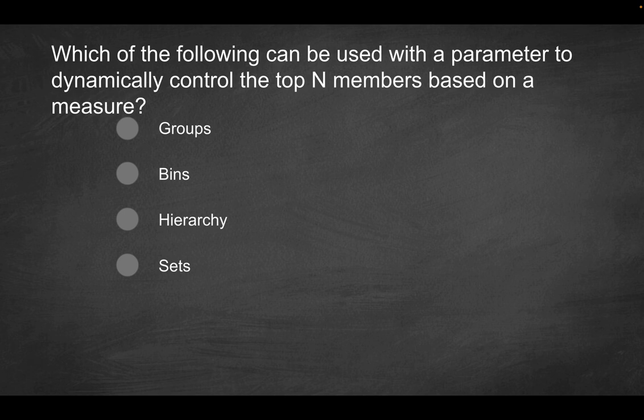So what this is saying is, which of these options can you use alongside a parameter where you can actually go in and update the value such that you can dictate as per the visualization that, hey, I want to see the top 5 or top 10 categories or customers by a particular measure such as sales. So for this, we will demonstrate in Tableau to figure this one out. So again, is it going to be groups, bins, hierarchy, or sets?